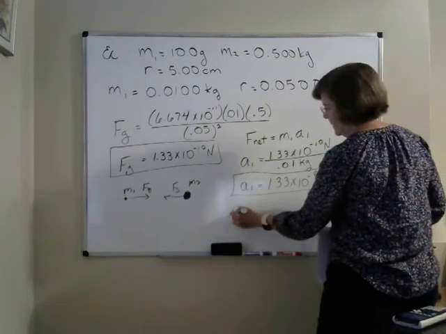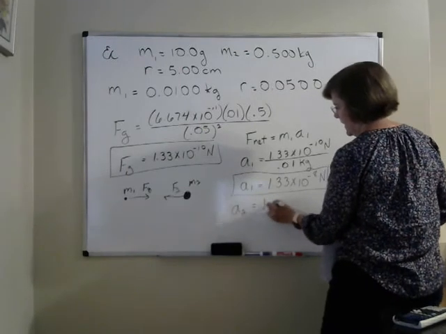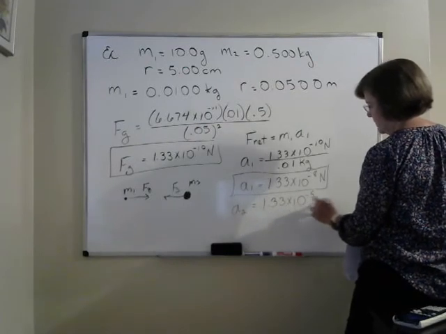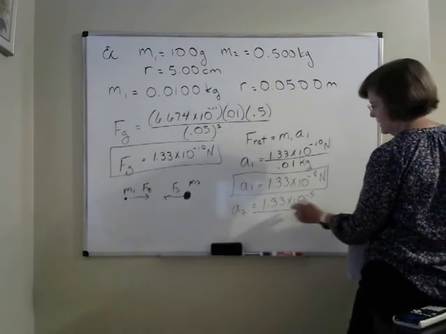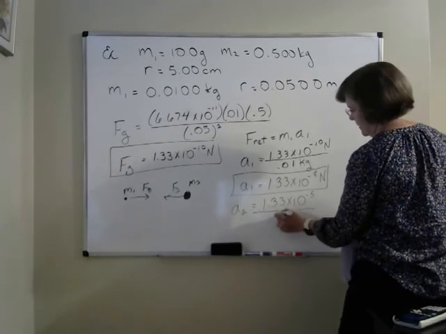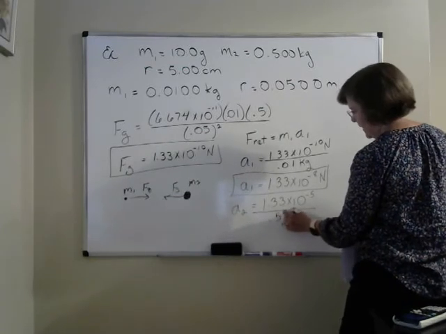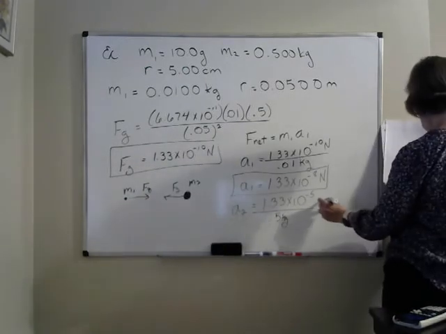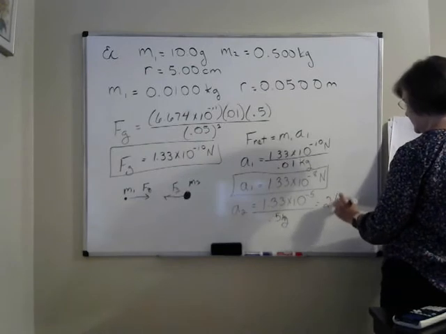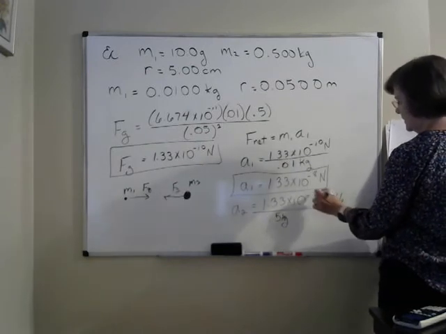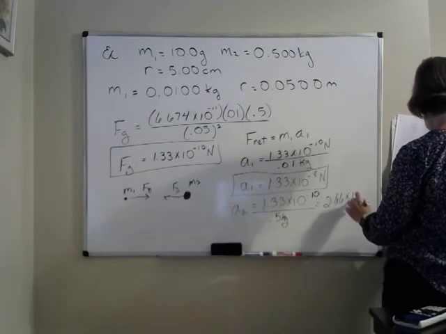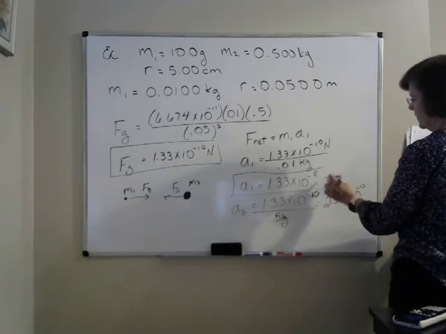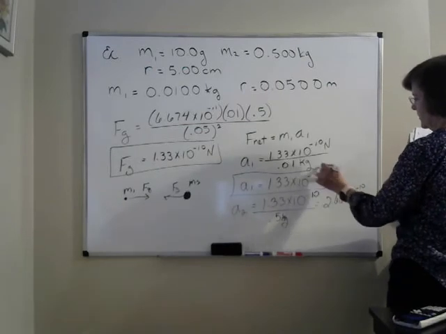For the second one, I have the same force, but I have this much larger mass. Dividing by 0.5 is like multiplying by 2. It's going to actually come out to be 2.66 times 10 to the negative 10. Oops, these are accelerations. They're in meters per second squared.